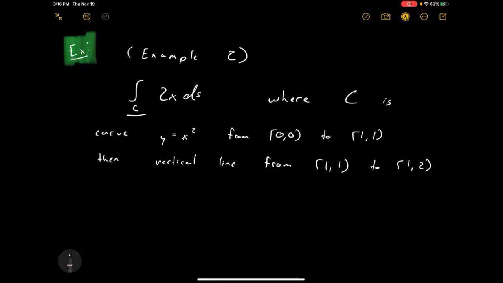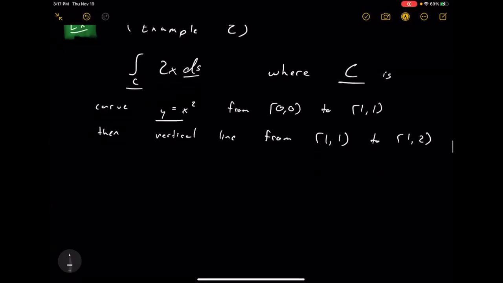I have my integral sign here, where I have the integral along C, our curve C, and then I have 2x ds. So I'm integrating with respect to arc length. Again, we'll talk about that in a minute, what that ds means as opposed to something else. We're integrating along this curve, and C is the curve y equals x squared from 0, 0 to 1, 1, and then the vertical line segment from 1, 1 to 1, 2.